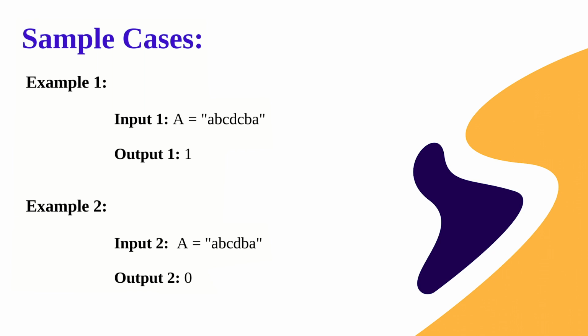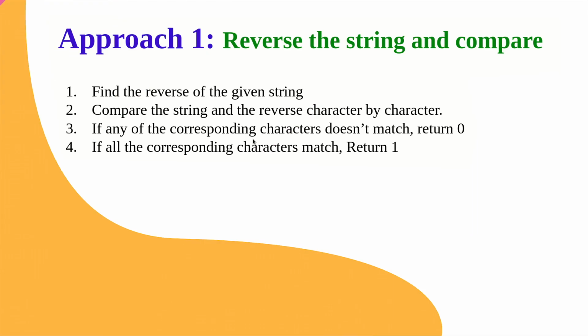Instead of saying that a string is the reverse of itself, let's first understand the other way to understand a palindrome string. Let's first discuss approach one, that is, first find the reverse of the given string and compare the string and its reverse character by character. If any of the corresponding characters doesn't match, just return 0, stating that it is not a palindrome. What do we mean by corresponding characters? Corresponding characters means the characters present at the same index. If all the corresponding characters match, then just return 1, stating that it is a palindrome string.